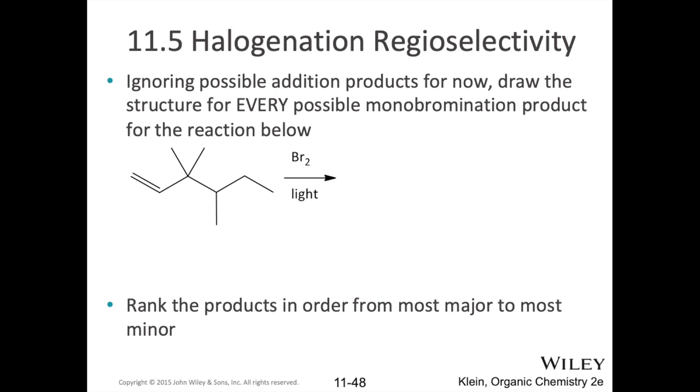Okay, so that being said, let's have a look at all of our possibilities here. Think about the hydrogens present on this molecule and ask yourself what the radicals are going to look like. And using the stability of these radicals, try and rank the products that you would make, in terms of which ones are the most major to which one's the most minor.